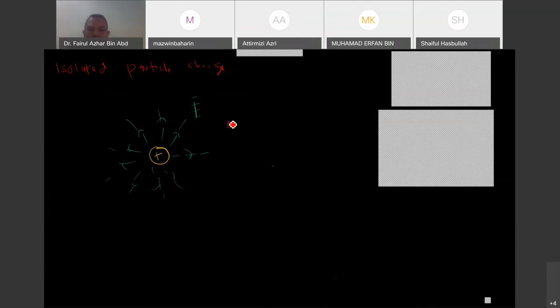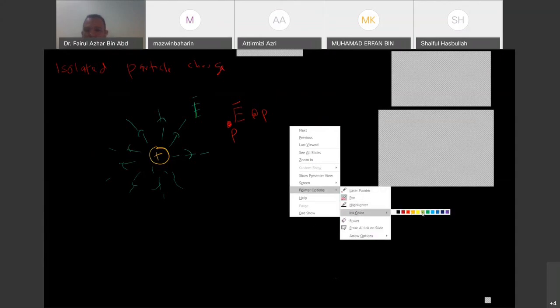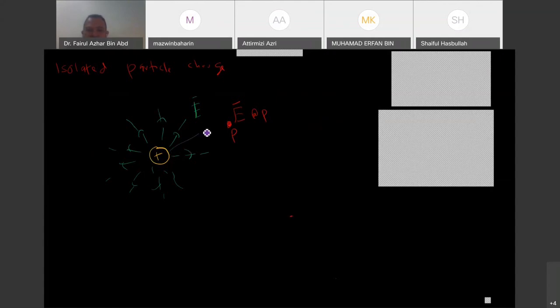So let's say by referring to this point, for example, our point P, we need to find what is the E at this point. In order to derive the expression for that particular case, we need to first develop the vector R. So this is the vector R. This vector R represents the direction and distance between our charge and our test point.